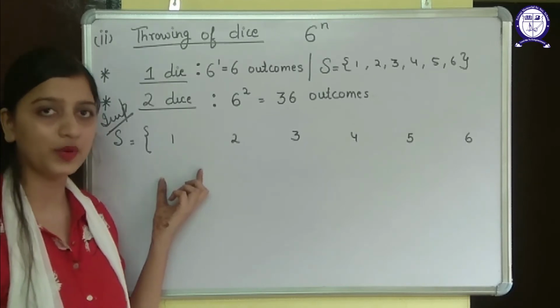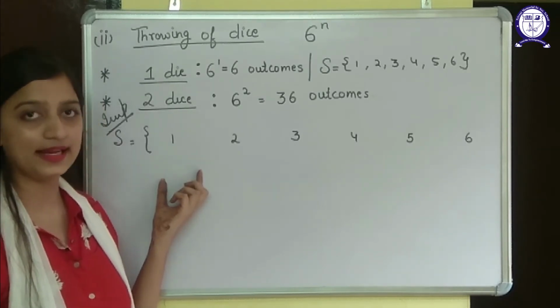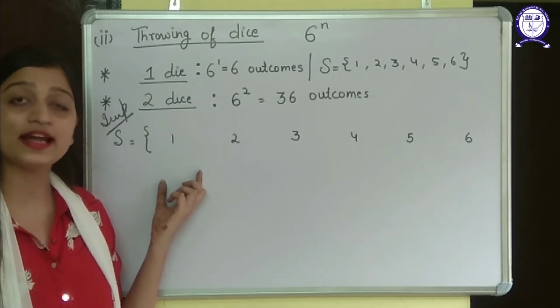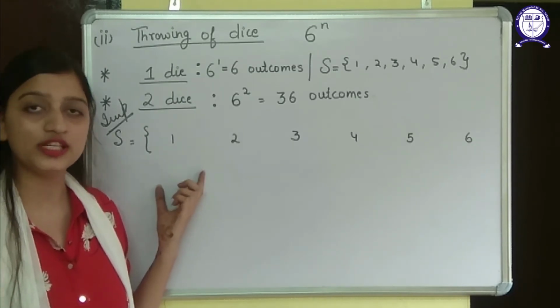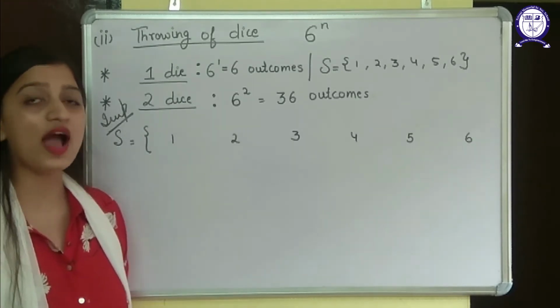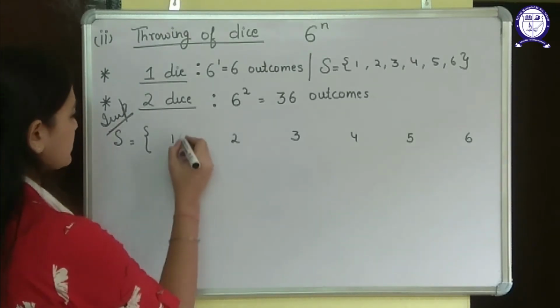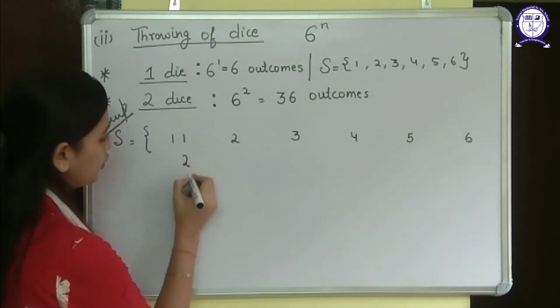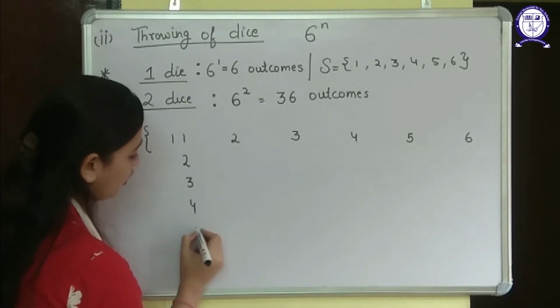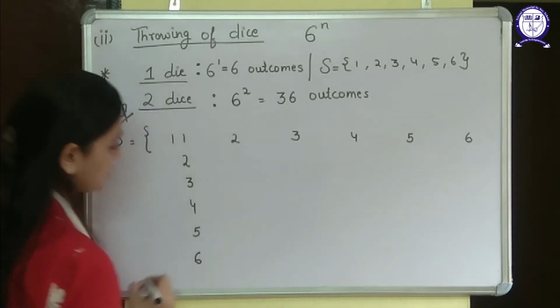Now take 1. I have thrown 1 dice, I get 1. Suppose that I got 1. Now again I am throwing the second dice. Now what can I get? I can get 1, 2, 3, 4, 5, 6. So now I will write these numbers like this. 1, 2, 3, 4, 5, 6.